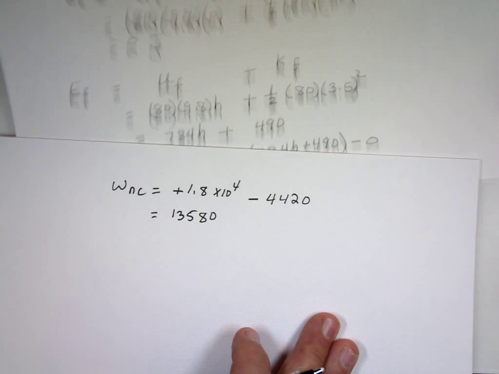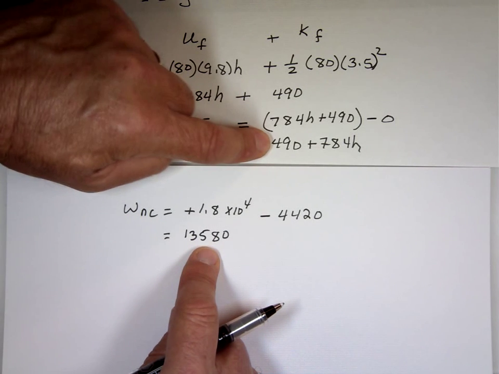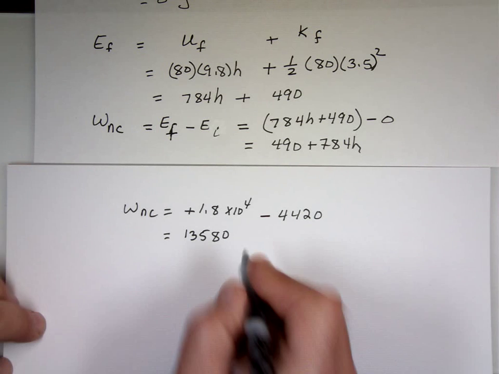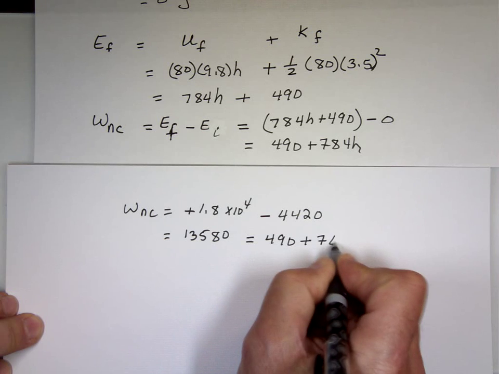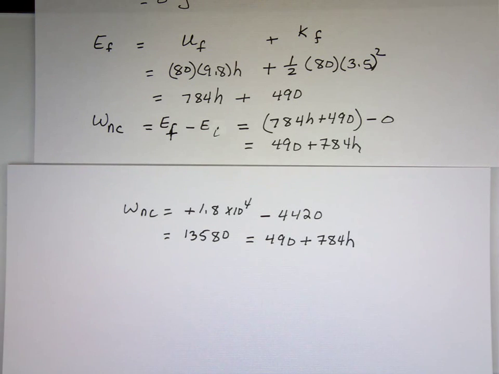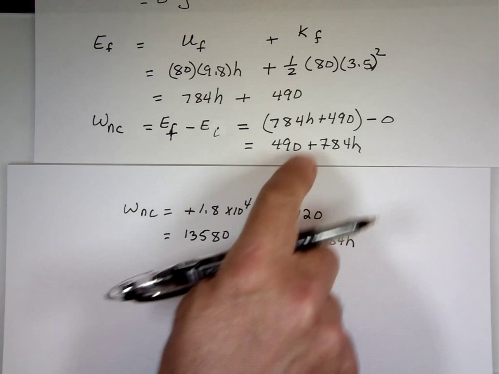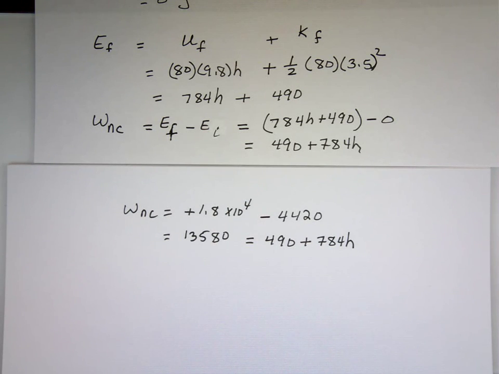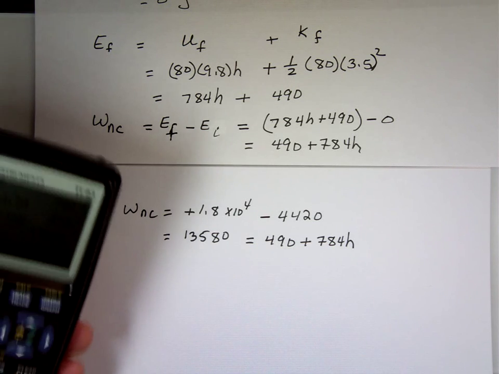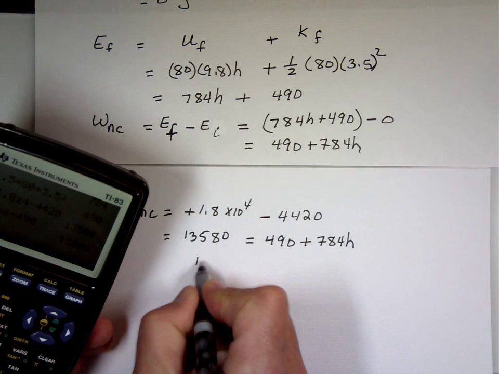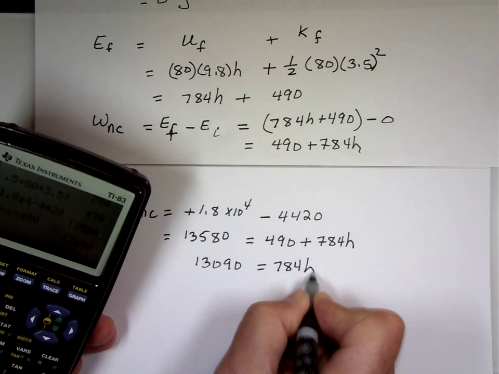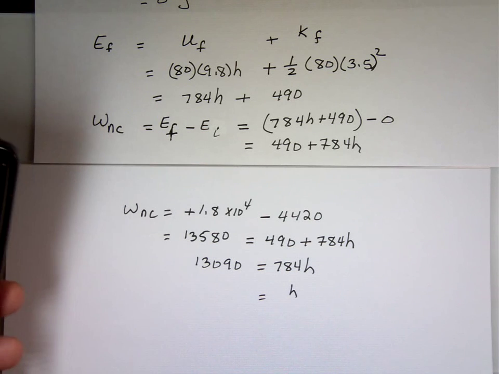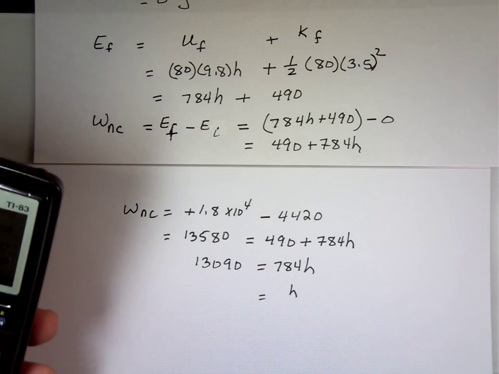Well, this value should equal to what? Shouldn't that value equal to this number? So that should equal to the 490 plus the 784H. That's this value. So let's subtract 490 from it. It says 13090 should equal 784H. Can we find what the height of that hill here? It is almost 16.7 meters.